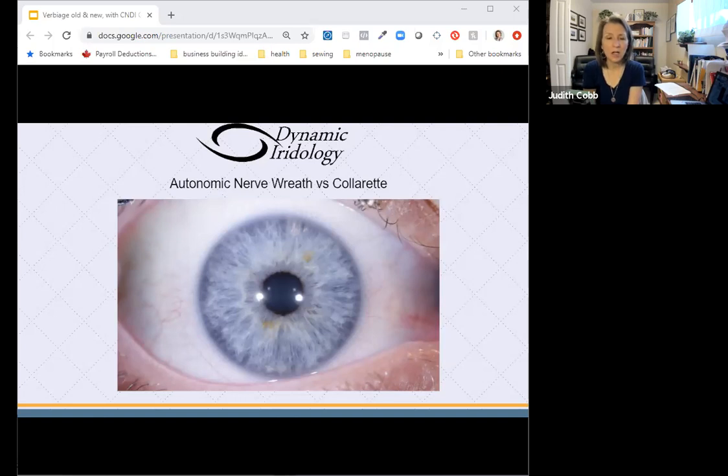If the collarette is pigmented, we can also gain more insight into how those tissues are being affected by other organs. It tells us a bit about the personality. Is this person more of an introvert or more of an extrovert? All those kinds of things. So lots of good information from the collarette.